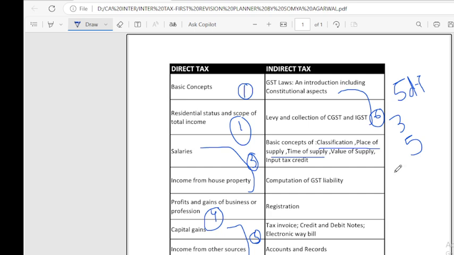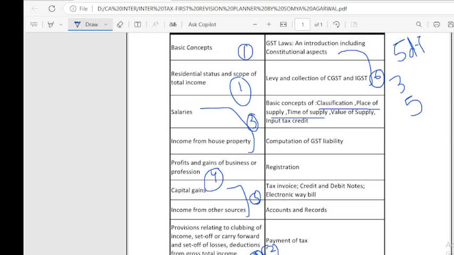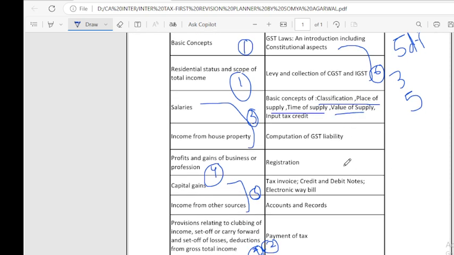Then on day number 7 you are going to complete value of supply as well as registration, tax invoice, credit and debit notes, accounts and records, as well as payment of taxes. So all this should be done by day number 7. Now here also I will give you one more option, since tax invoice and time of supply are related. On day number 6 you can complete classification, place of supply and value of supply, and then on day number 7 you can complete registration, tax invoice, accounts and records, payment of taxes, as well as time of supply.